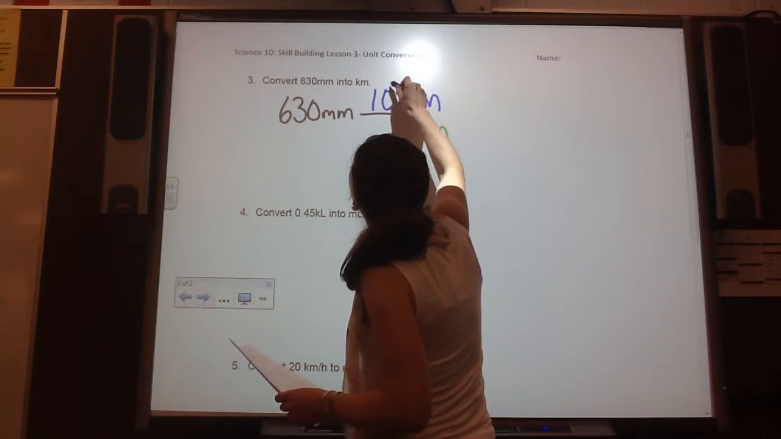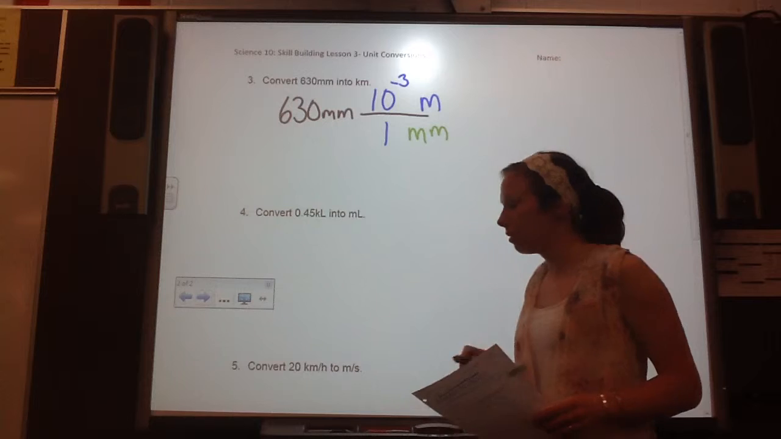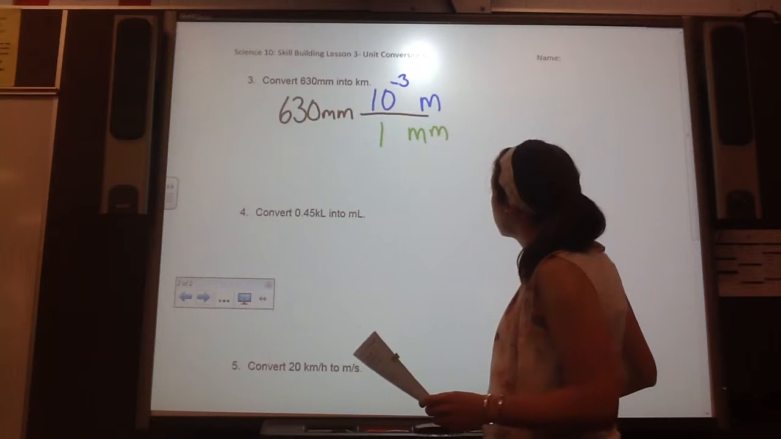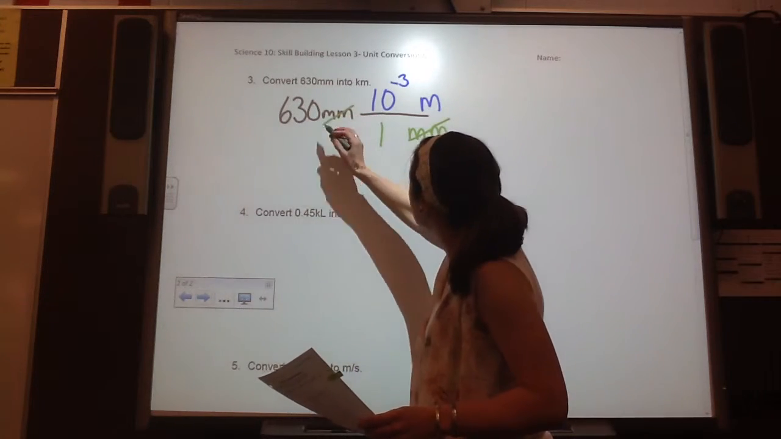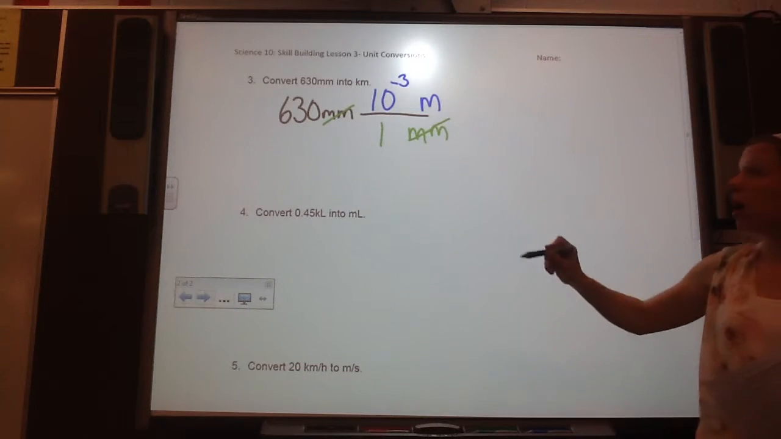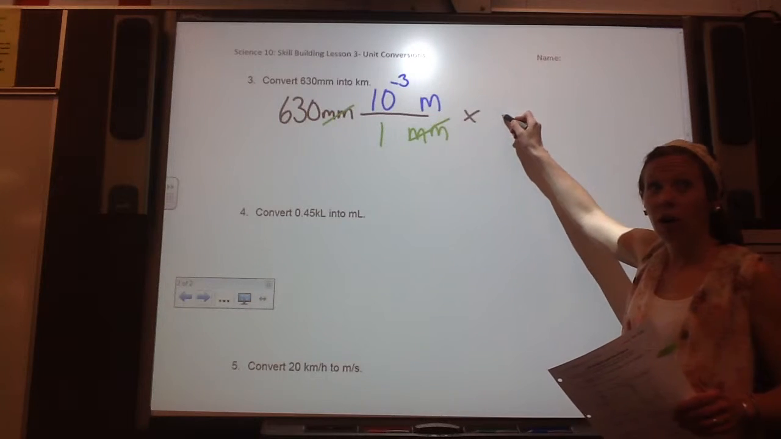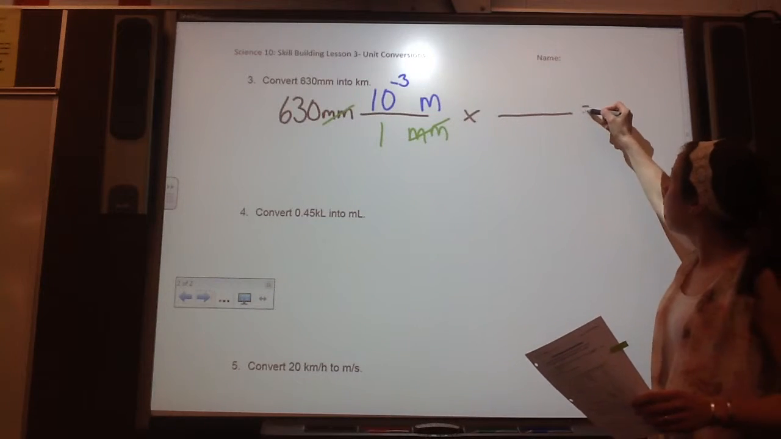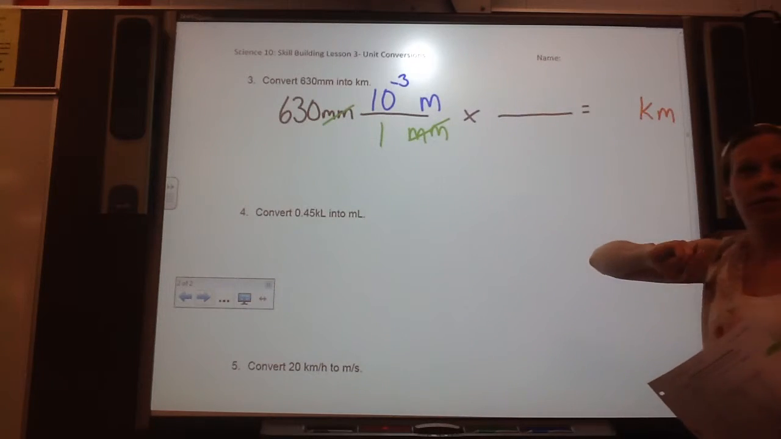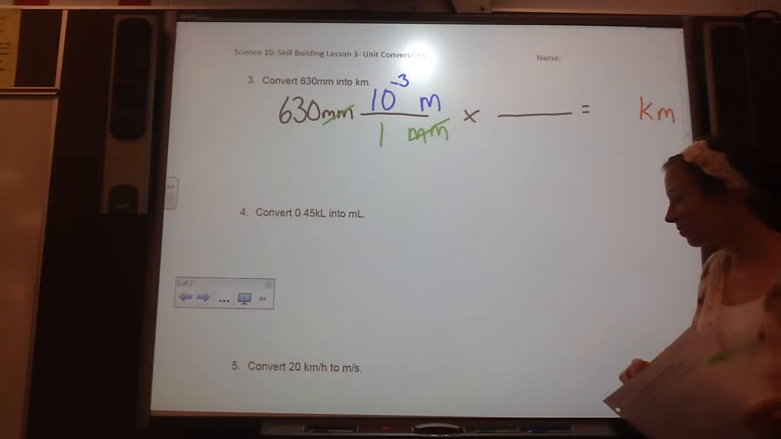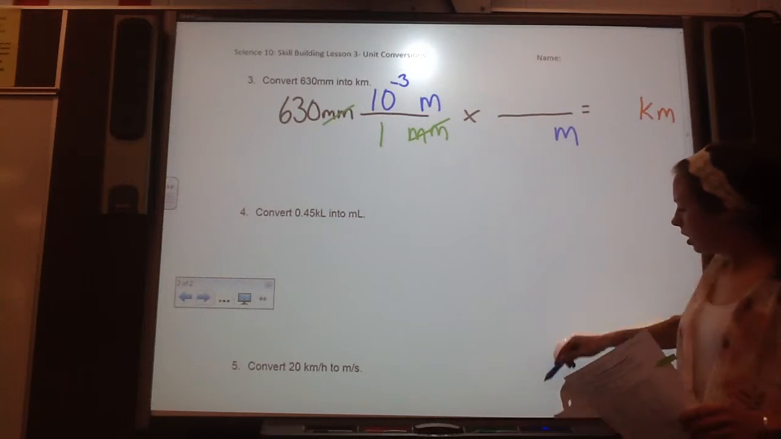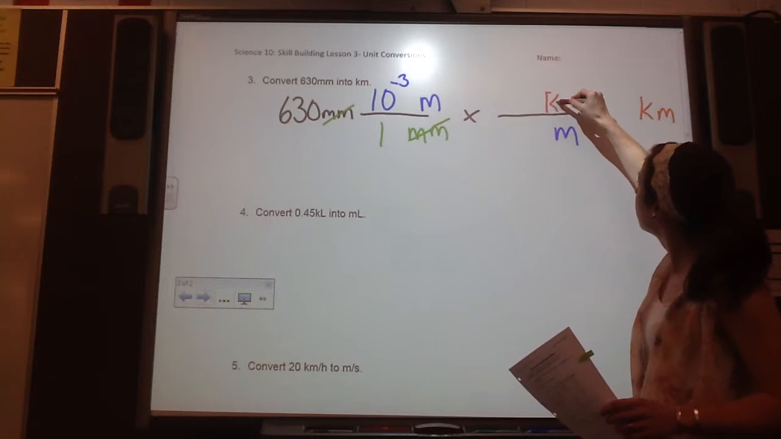There is 1/1000th of a meter per every 1 millimeter. So that means our millimeters get to cancel out, and I'm left with a meter. But now I'm going to do one more step to end up with something in kilometers. Okay? So I want to cancel out my meter and have kilometers on the top.